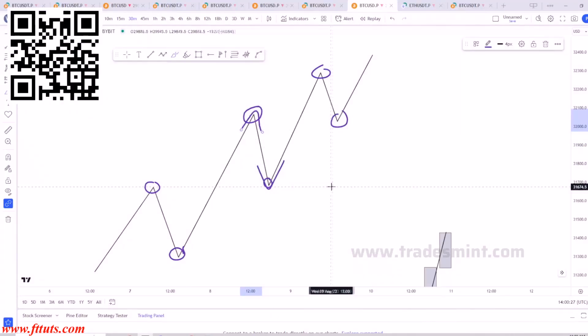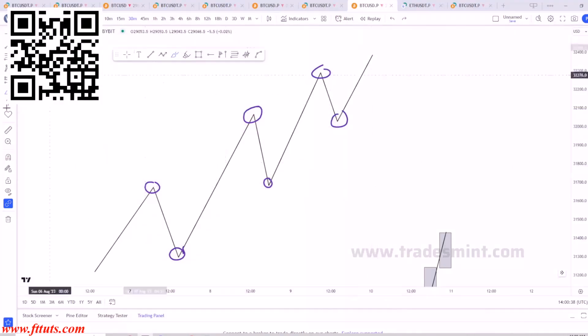Which is a swing high or a swing low. Swing highs and lows help traders identify these turning points and assess the strength of the trend. Right? We can use market structure to assess the strength of the trend.